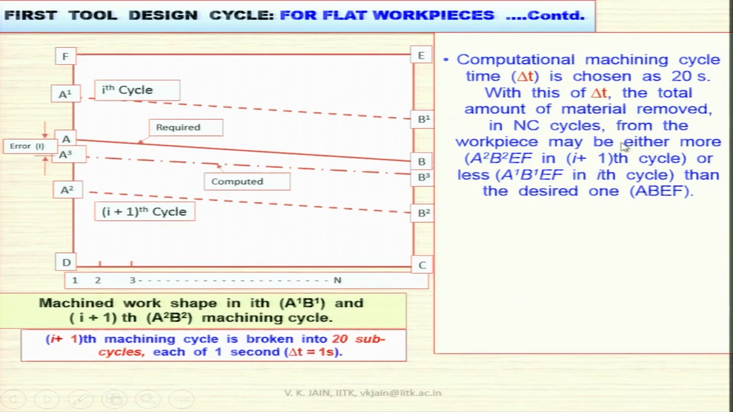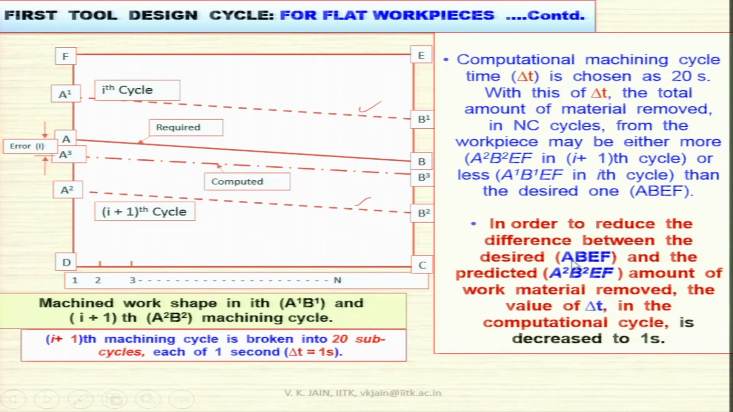the workpiece may be either more, like A2, B2, EF, this is more, or less, A1, B1, EF, this is less, in the ith cycle and the I plus 1th cycle. Then the desired one is the ABEF, that is the required or desired surface of the workpiece.